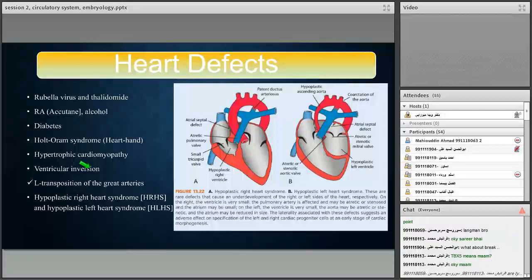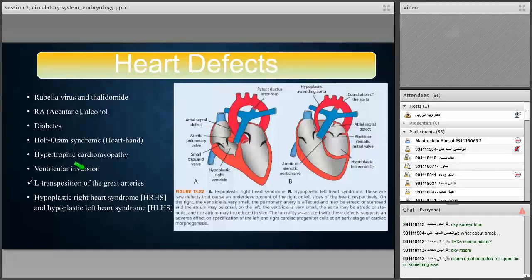We have some ventricular inversion. Ventricular inversion is a defect in which, look at here, in part A we can see hypoplastic right heart syndrome, but now we are going to talk about ventricular inversion. Okay, ventricular inversion is a defect in which the morphology of left ventricle is on the right and connects to the right atrium. So the left ventricle is connected to the right atrium through the mitral valve.